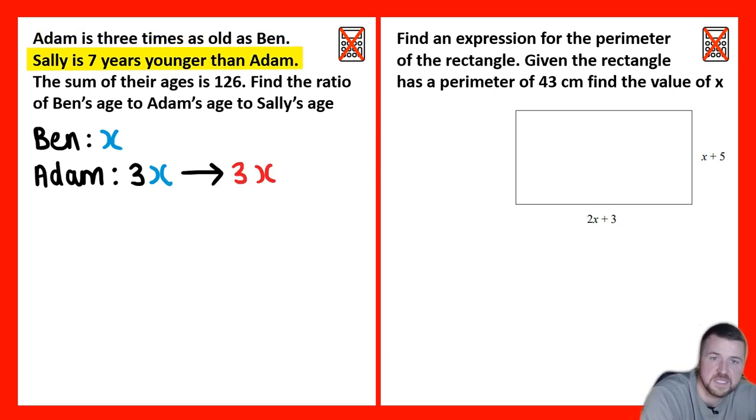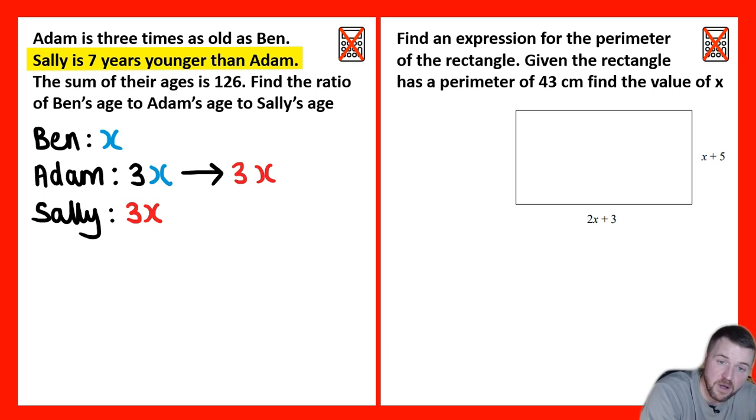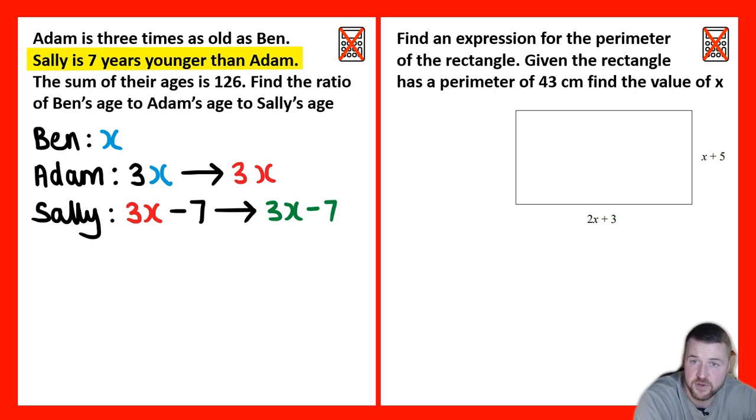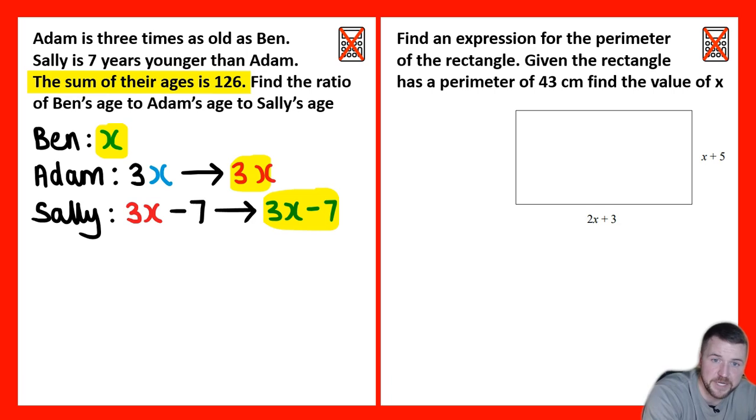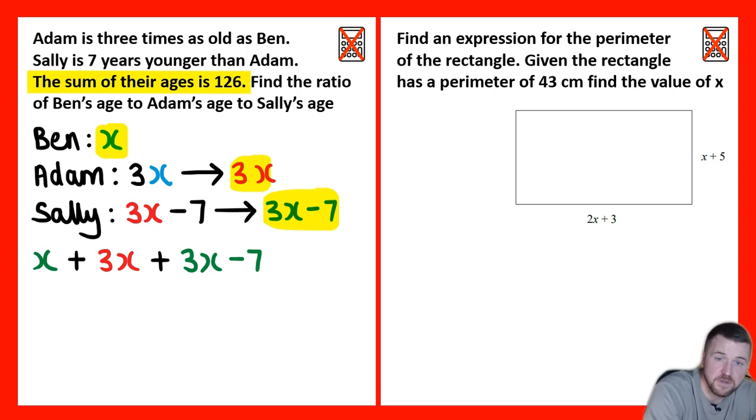is 3x. Sally is 7 years younger than Adam, so taking Adam's age of 3x and 7 years younger would imply that we're taking away 7 from the age, which gives us 3x subtract 7. We formed expressions to represent Ben's, Adam's and Sally's ages. We're then told that the sum, which is the total of their ages, is 126. That means adding these 3 expressions together, x plus 3x plus 3x minus 7, will equate to 126.